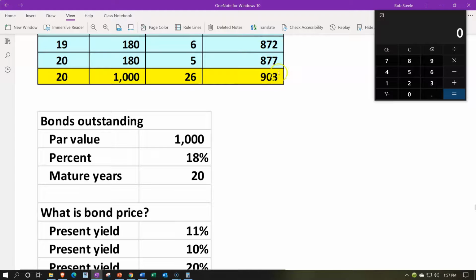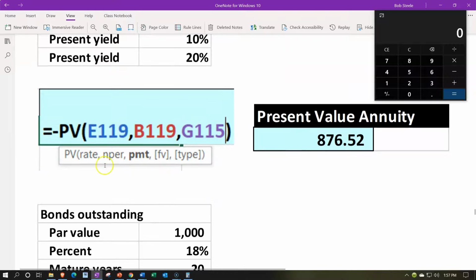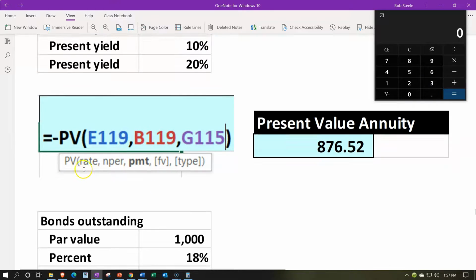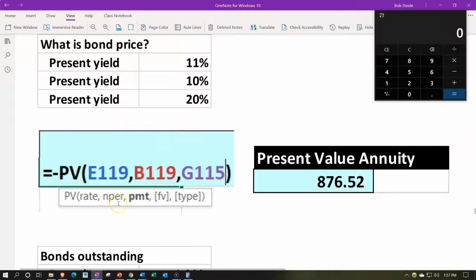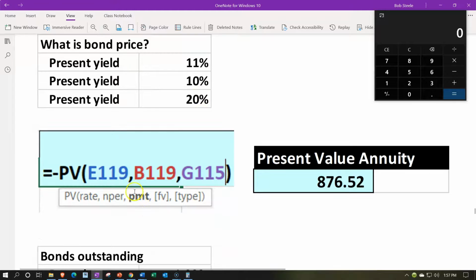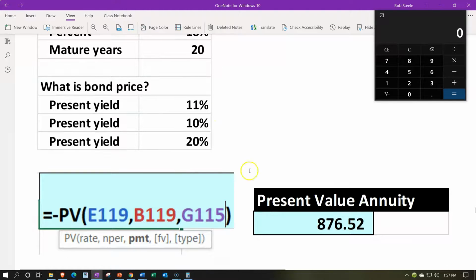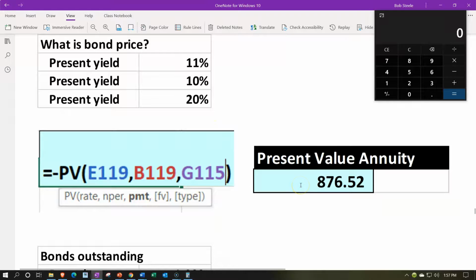But first, let's recalculate this 877 a couple different ways. The first way being the easy way, this with an Excel function. Present value times the rate, which would be 20, number of periods, which would then be 20 again, and then comma, the payment would then be the 1,000 times the 18, or 180, giving us that 876.52, this being, again, the annuity proportion of the calculation.